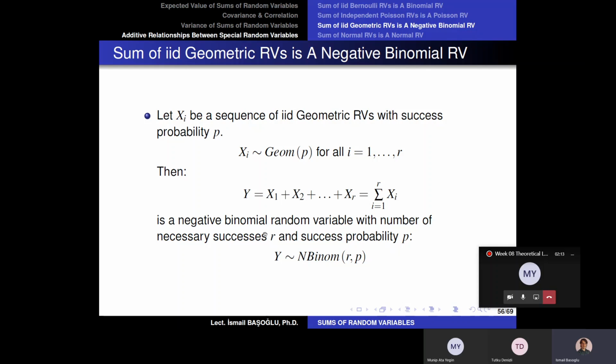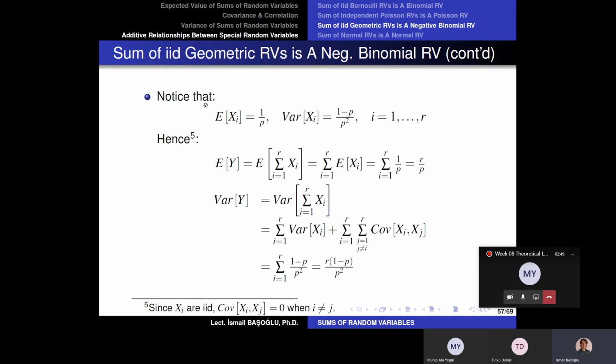Now, instead of making your friends do this experiment, after finishing your experiment, you can restart the experiment by yourself. So instead of tossing the die until getting a 6, you can toss the die until you get a total of R 6 values. And that is going to be a negative binomial random variable. In short, if we have independent and identically distributed geometric random variables, their sum is going to be a negative binomial random variable.